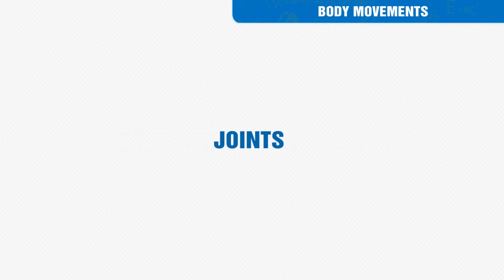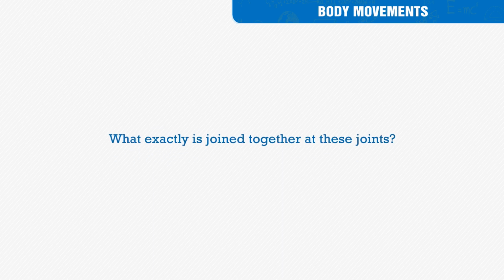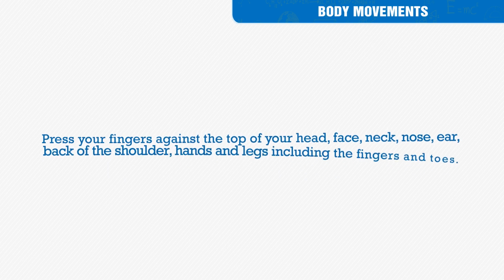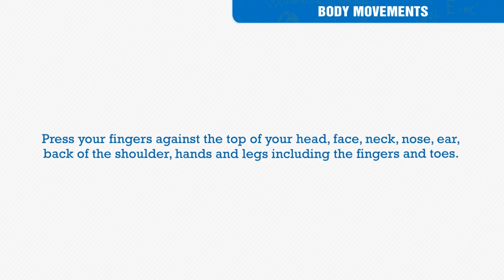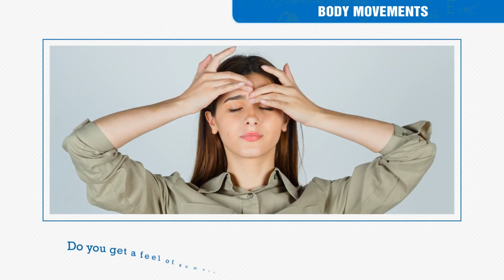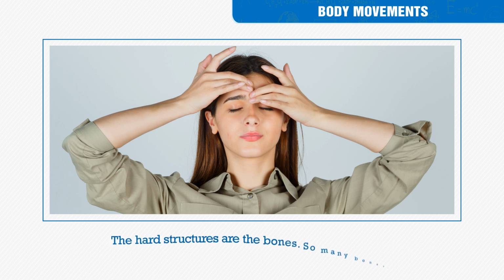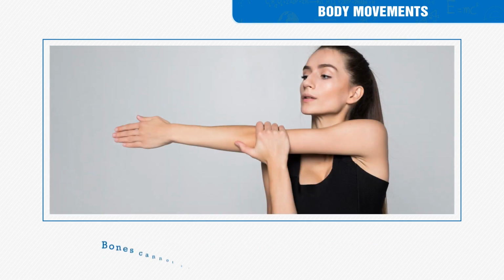Joints. What exactly is joined together at these joints? Press your fingers against the top of your head, face, neck, nose, ear, back of the shoulder, hands and legs, including the fingers and toes. Do you get a feel of something hard pressing against your fingers? The hard structures are the bones. So many bones. Bones cannot be bent.